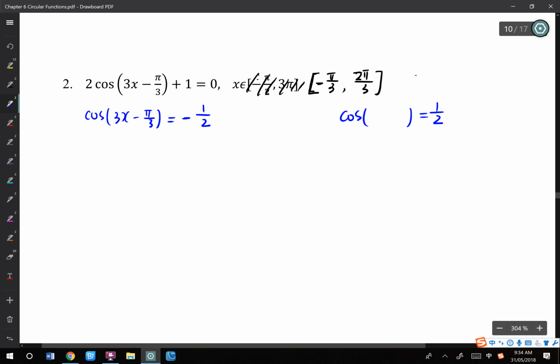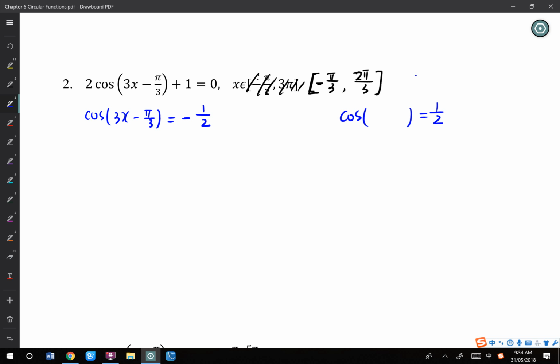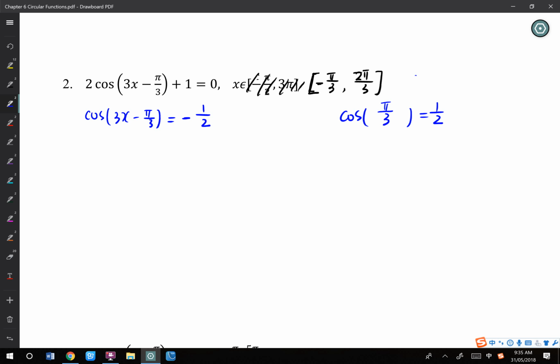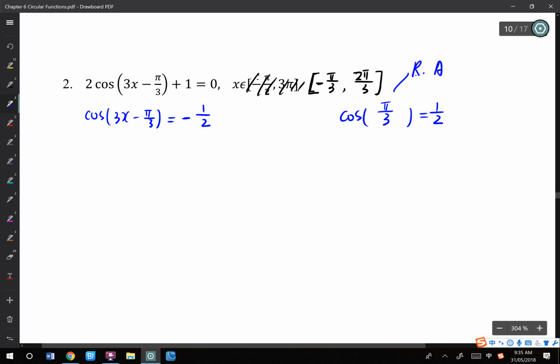Cosine what equals a half? Pi over 3. Okay, good. So we have cosine pi over 3 equals a half. So the reference angle needs to be pi over 3. The angle itself can't be pi over 3, because pi over 3 gives you a half, but the reference angle will be pi over 3.